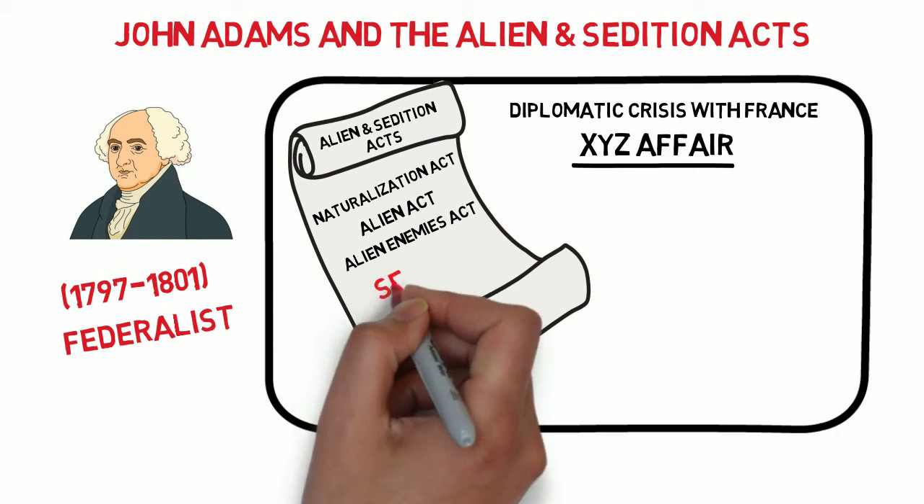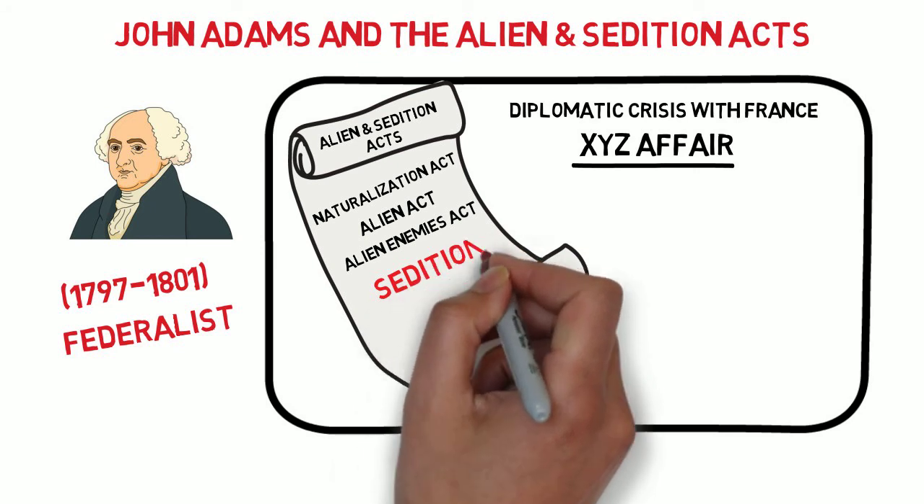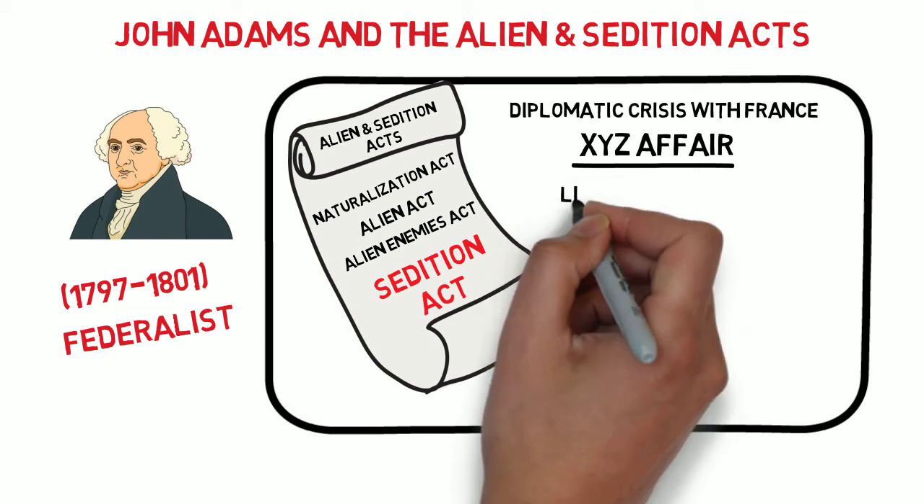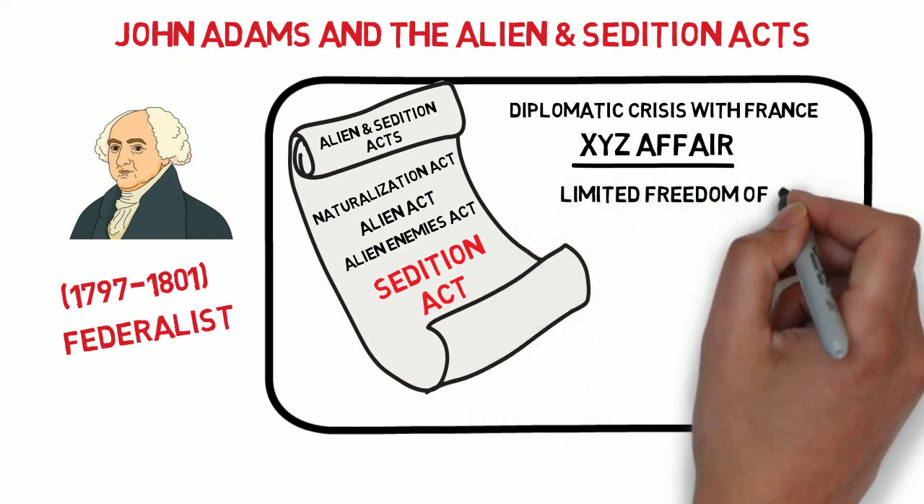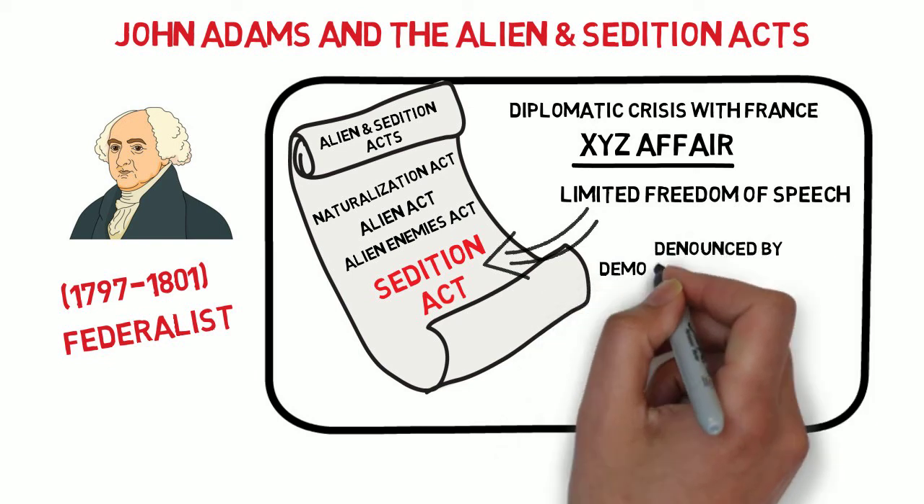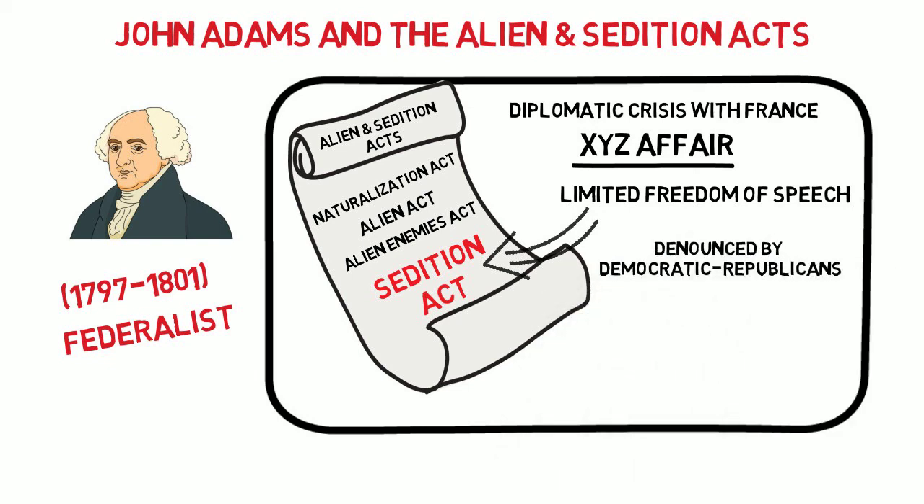The most controversial part of the acts was the Sedition Act. Sedition means conduct or speech inciting people to rebel against the government. The law prohibited any speech that criticized government officials, including the president. Several newspaper editors were arrested and imprisoned as a result of the act. Federalists argued that the law was necessary because national security was at risk. Democratic Republicans argued that the law was an unconstitutional violation of free speech.